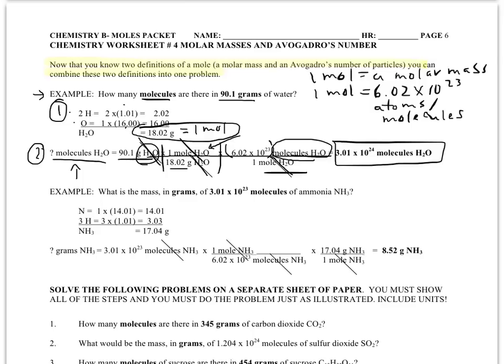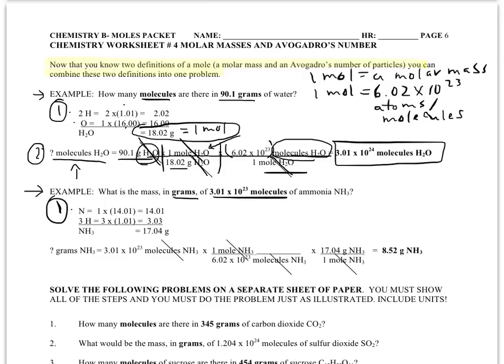Okay? So we can go in the reverse direction. Okay, some of these problems will be in the opposite direction. So this time, instead of being given grams, that's what we're asked to find. And instead of being asked to find molecules, that's what we're given. So first step, as it always will be on this worksheet, is to calculate a molar mass. We're calculating the molar mass of ammonia.